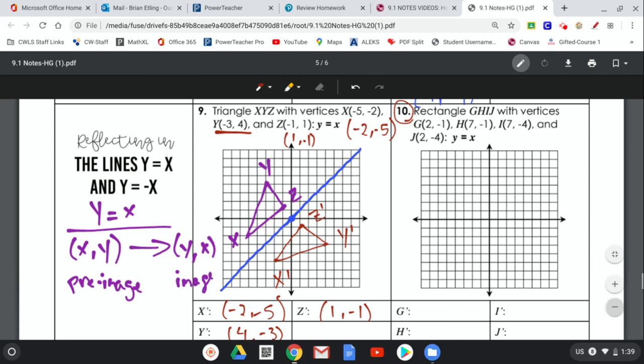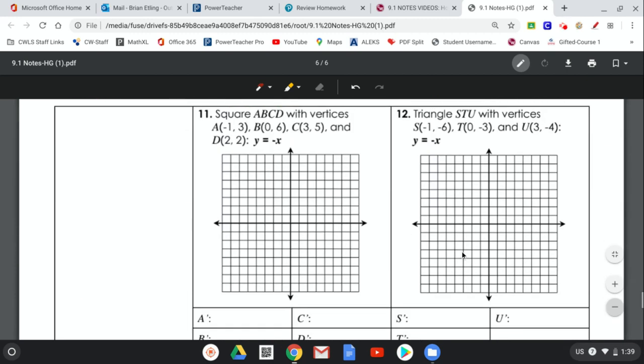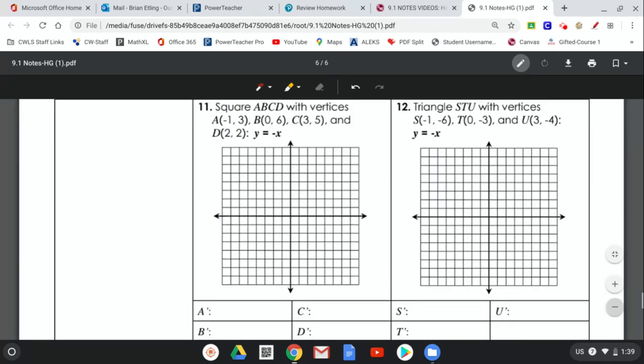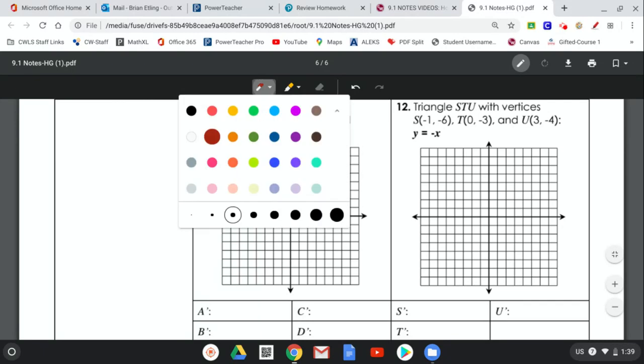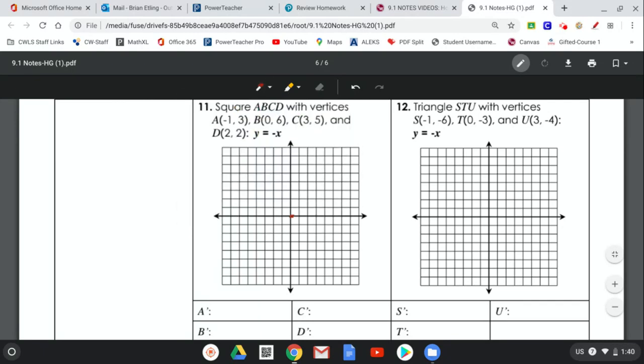All right, guys. So check out number 10 on Canvas. Number 11, guys. Number 11. That is cross line y equals negative x. Okay. So for this one, the line y equals negative x is right here. All right. And let's make it a little bit bigger.